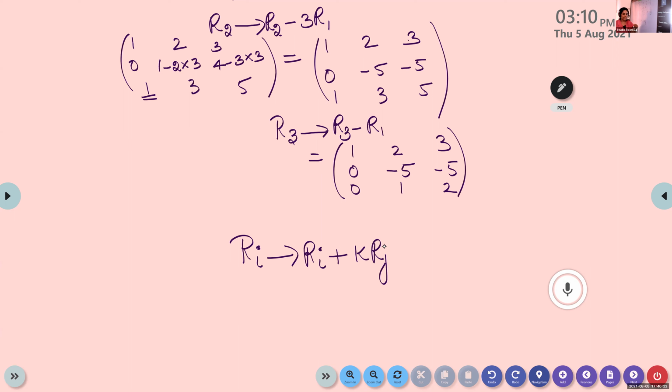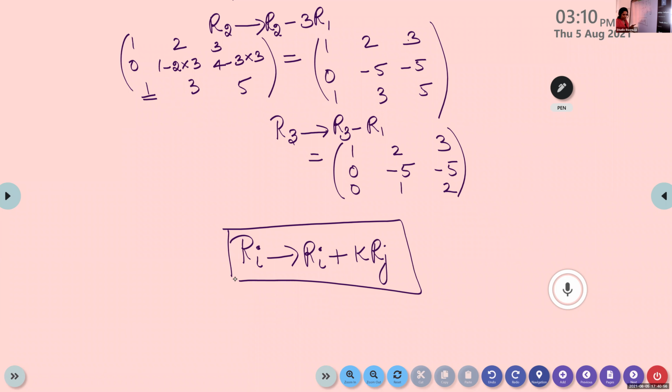We add the corresponding elements of the ith row and jth row. So we add the elements of the ith row with k times the corresponding elements of the jth row. Is it clear? And this is the notation: Ri gets Ri plus k into Rj.